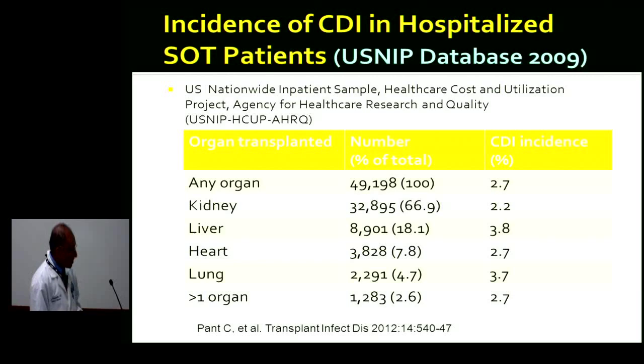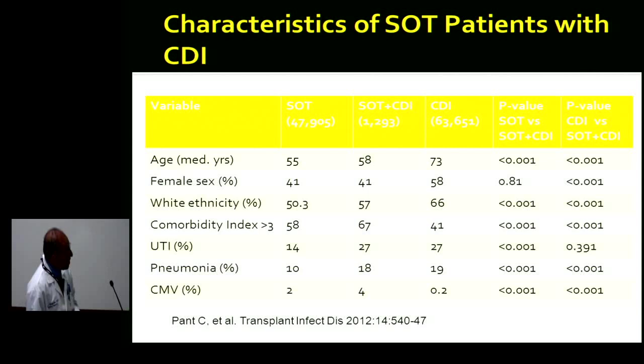There are a few other things that you can look into here. If you look at columns 2 and 3, column number 2 is solid organ transplants without C. diff. Column number 3 is solid organ transplants with C. diff. And if you look at the first p-value, this compares the two groups. And you'll see a few things seem to fall out that are associated with greater risk. One is older age. Female gender doesn't drop out. White ethnicity. And this seems to be significant even in our own database, even when you control for other factors. Charlson's comorbidity index of greater than 3 seems to be an important risk.